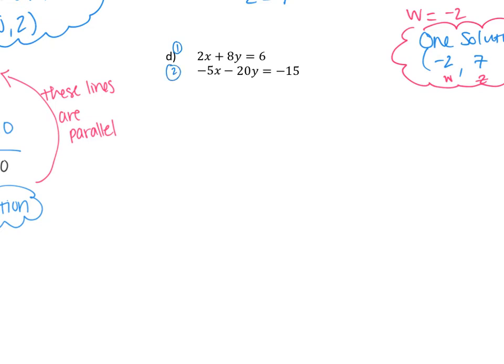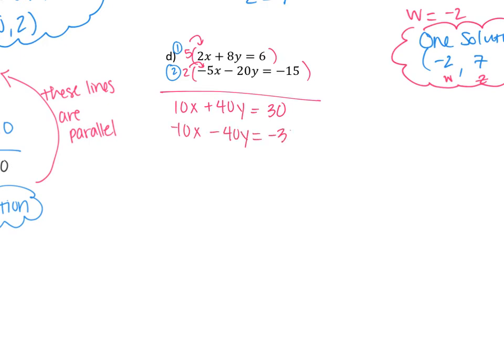So I'm going to multiply the first equation with 5, and then the second equation with 2. And if I were to do that, I need to also add. So if I distribute a 5, I get 10x, positive 10x. 5 times 8y is going to be 40y. And 5 times 6 on the far right is going to give me 30. All right, so from there, I need to distribute my 2 into the second equation, which is going to be negative 10x minus 40y equals negative 30.